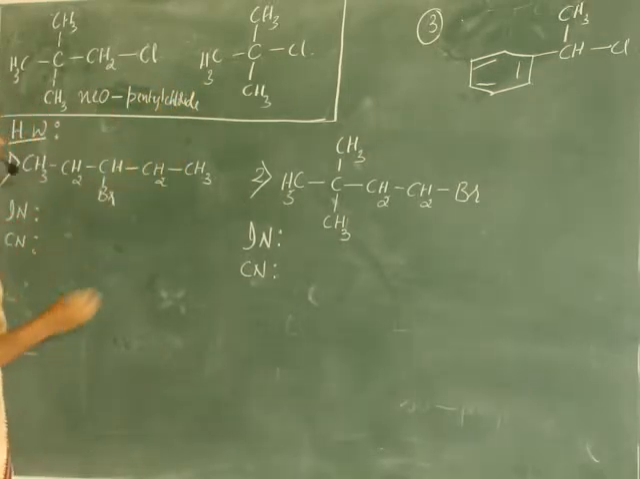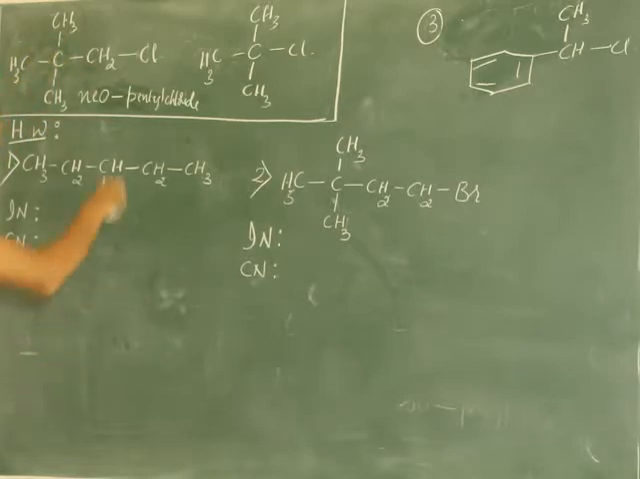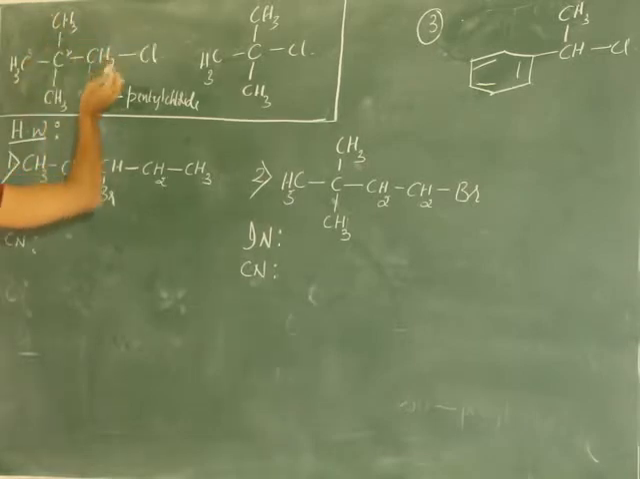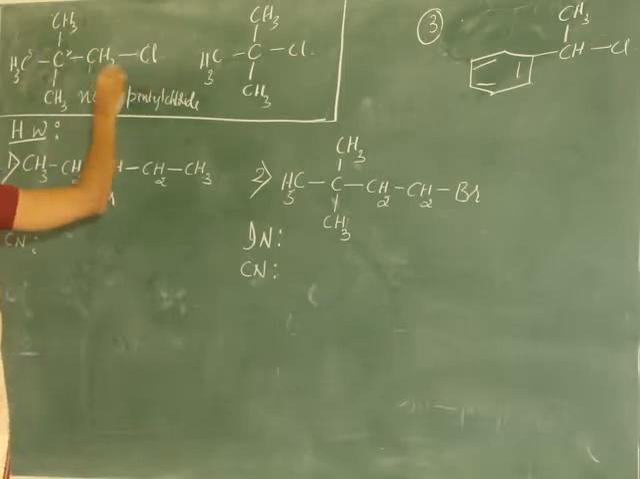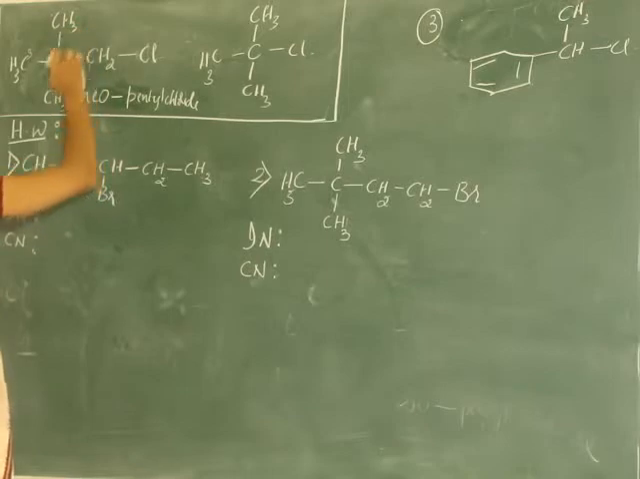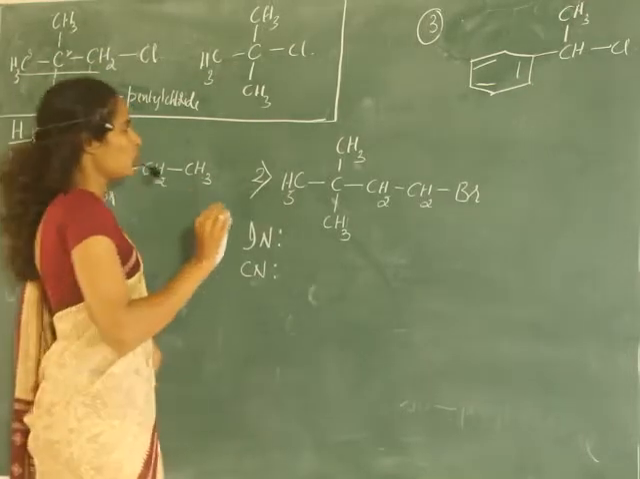Neopentyl chloride is the common name of this compound. The IUPAC name is 1-chloro-2,2-dimethylpropane, right? Numbering from 1, 2, 3 or 3, 2, 1 is the same. At the first position one chlorine atom is there, hence 1-chloro. At the second position 2 methyl groups are there, 2,2-dimethylpropane. The IUPAC name is clear for you, I hope so.